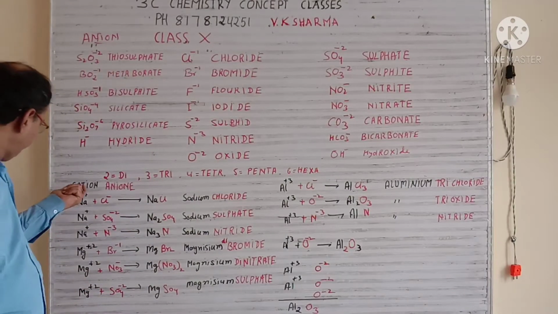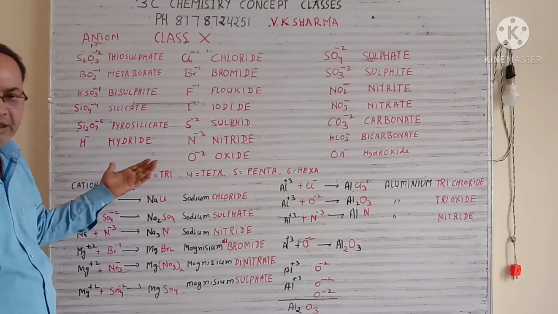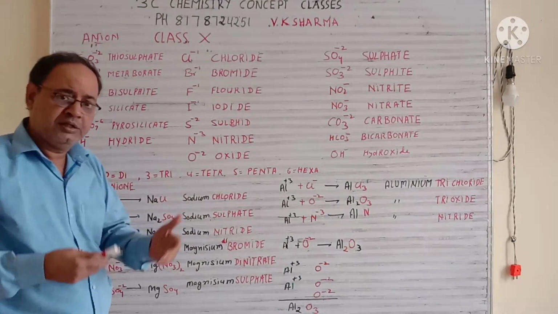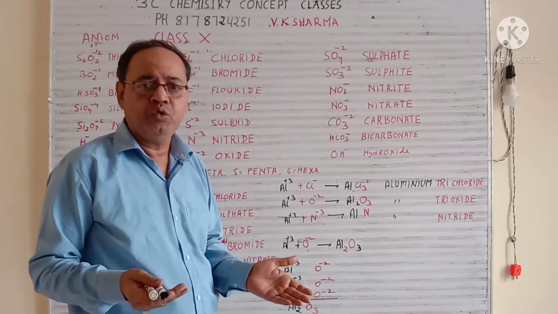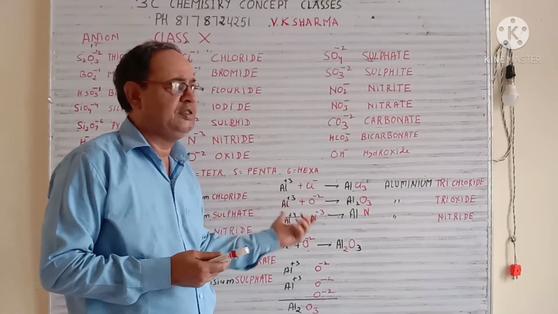So, cation is positive, anion is negative, cation is written first, anion is written later. So, I am taking a few examples. By various permutations and combinations, there are approximately 5.5 lakh compounds. So, you can name all the 5.5 lakh compounds. The concept is very small.